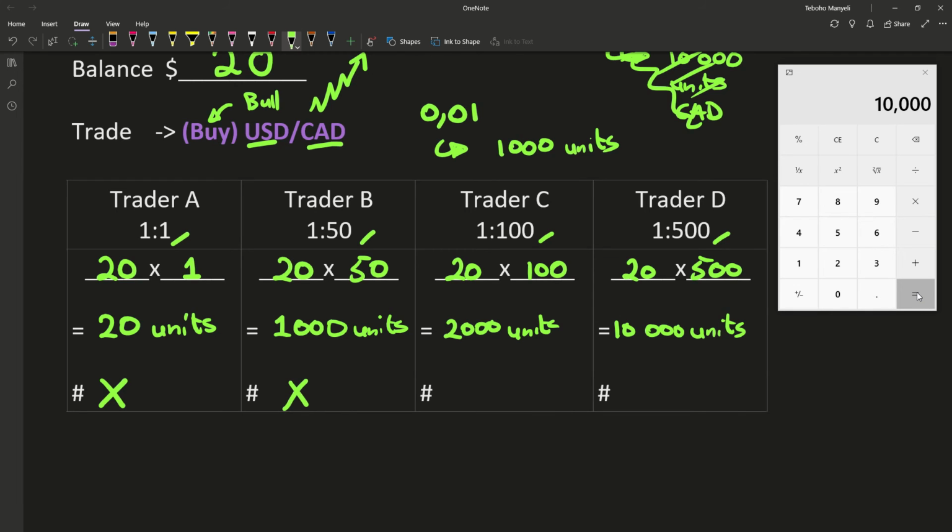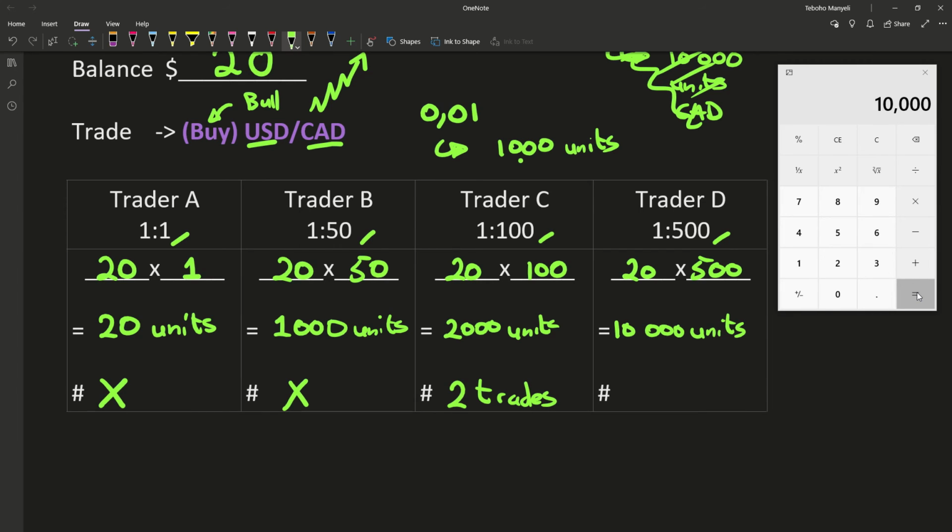For trader C with the same $20 multiplied by the leverage of 100 has 2,000 units, which means now he can actually qualify for the 0.01. Right? He can even go for 2 trades even. So he can go for the first trade, use up 1,000 units and still have 1,000 units left. So in total they can go for 2 trades before the MT4 tells you you don't have money.